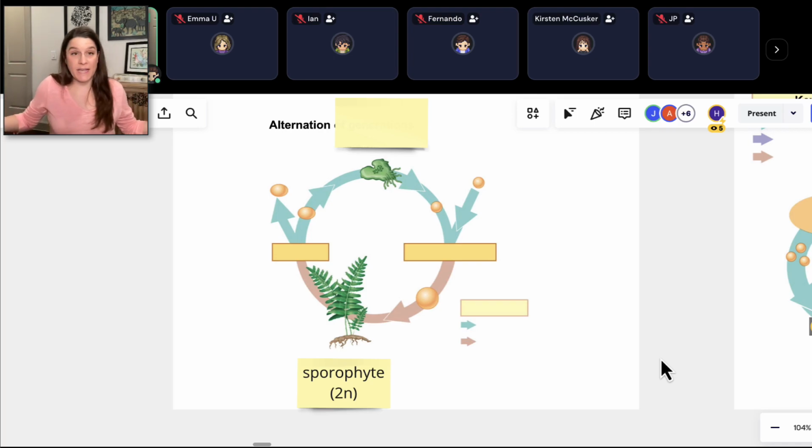Fungi are predominantly haploid, right? All fungal bodies, like the mycelium, are haploid. Most of the fungus is haploid. We have other groups that are haploid as well. Bacteria are haploid. They've only got one chromosome, right?